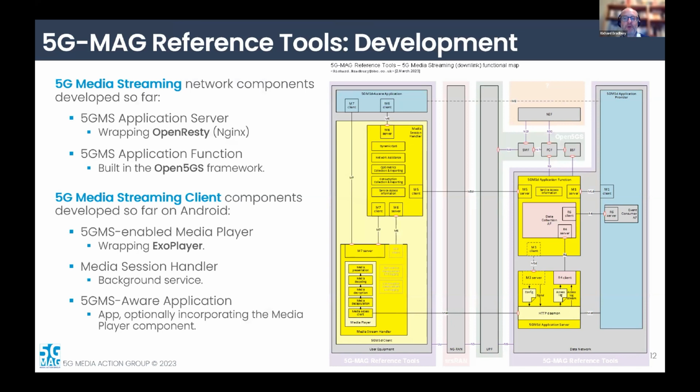We've got a roadmap. I won't go into that because it's got a lot of extreme detail, but just to mention that we're using a lot of open source software. So our application server on the bottom right is based on the OpenResty release of Nginx. We've built our own application function, but we used a framework called Open5GS to do that. On the client side, we've got a media player based on ExoPlayer. This is running on Android, so that's a good choice.